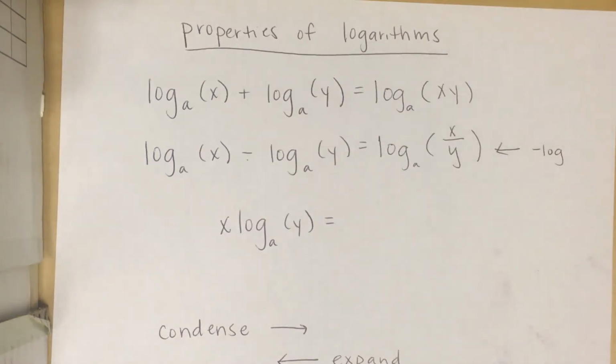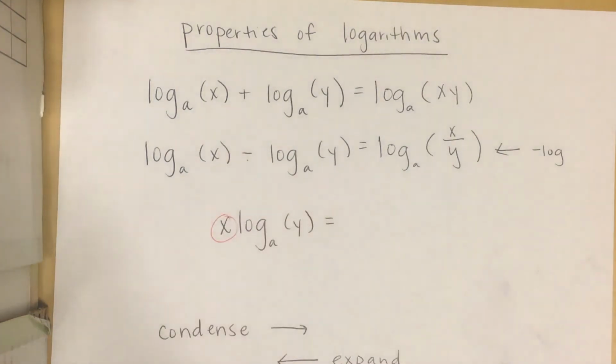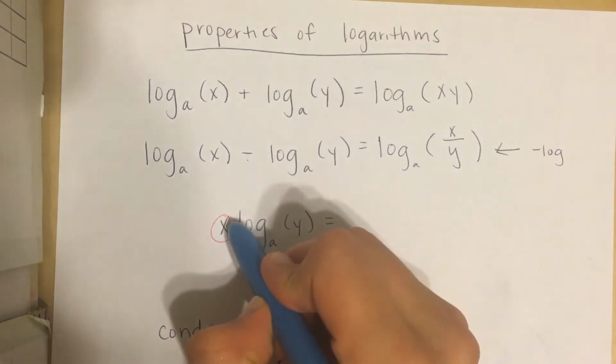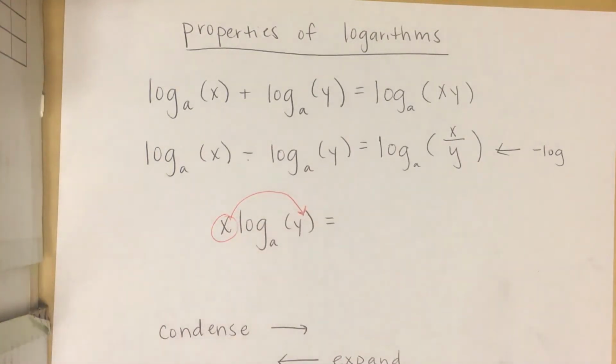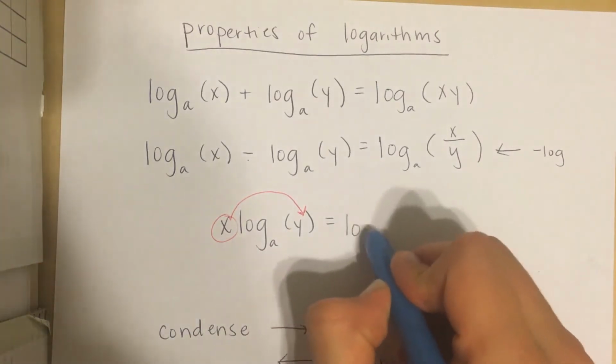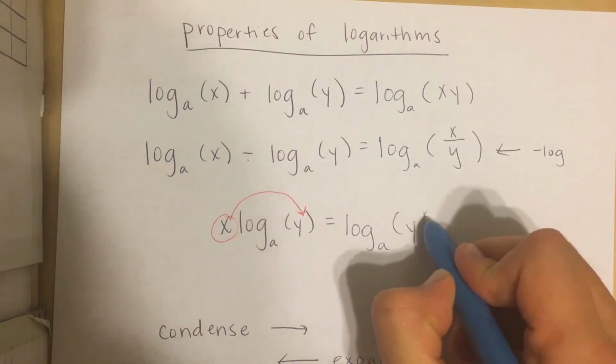All right, and then last one, it's already written as a single logarithm, but if you have any kind of coefficient or number in front of your logarithm like this, x times log base a of y, you can bring that x inside your parentheses as an exponent. So this is log base a of y to the x power.